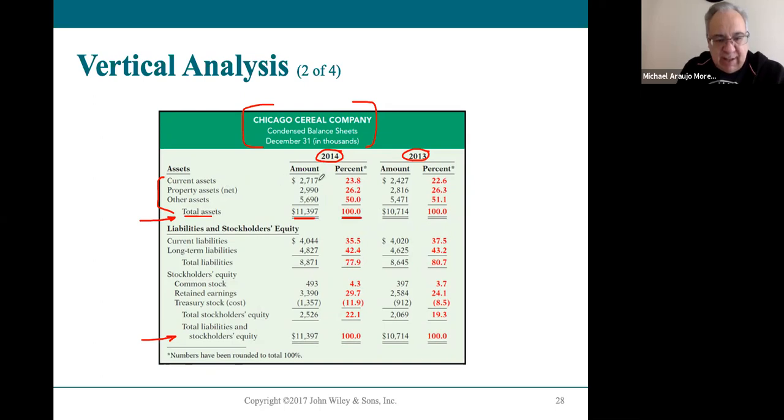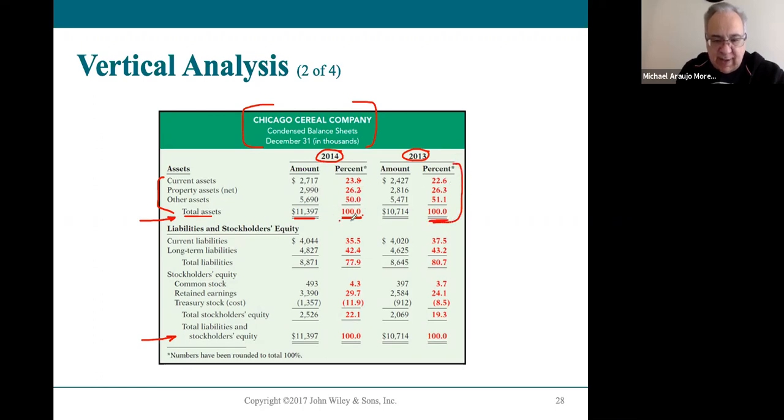Your current assets are 2717 divided by a base of 11,397. Your current assets represent 23.8% of your total assets. Your property assets are 2990 over a base of 11,397. Your property assets represent 26.2% of your total assets. That's how you need to read this. And again, it's the same for every year. This is a percent of a total.